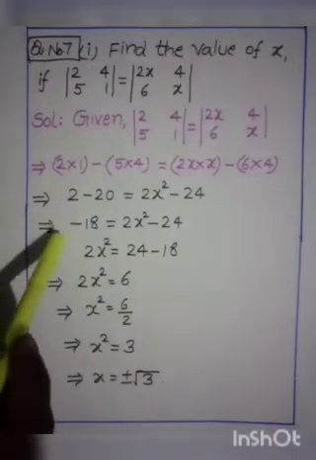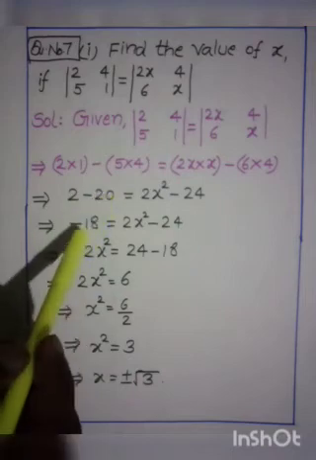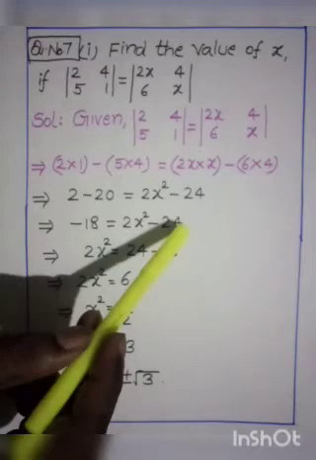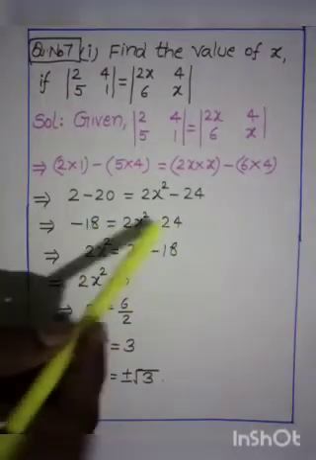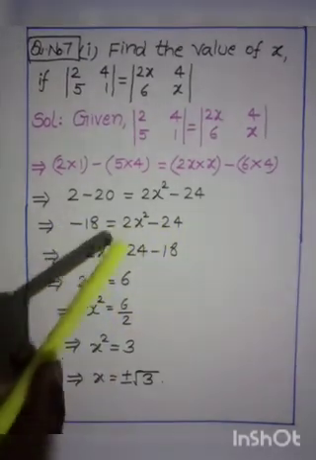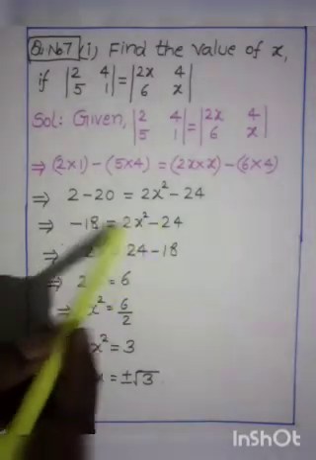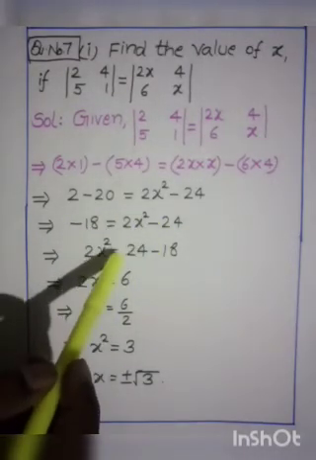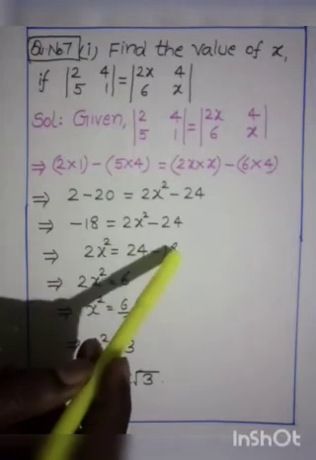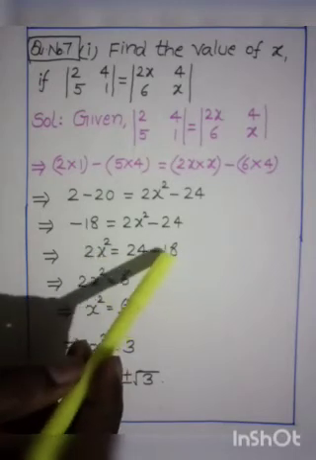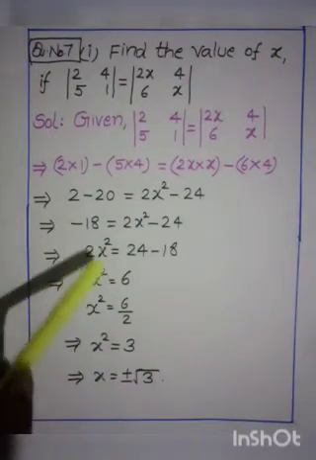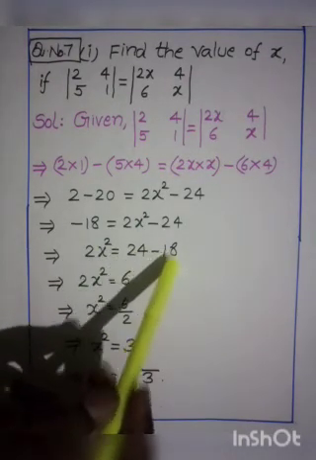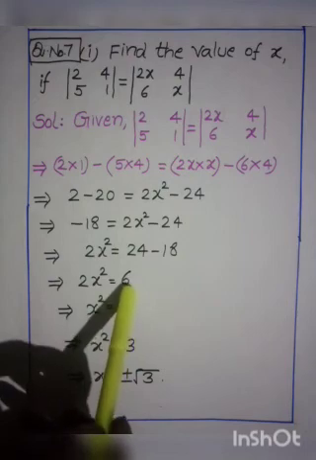Right. This implies 2 minus 20, what will you get here? Minus 18. That is equal to 2x square minus 24. Understood this step? Right. This implies by rearranging these terms, we get this equation: 2x square is equal to 24 minus 18. Understood this step? Right. This implies 2x square is equal to, what will you get? 24 minus 18, 6. Isn't it?